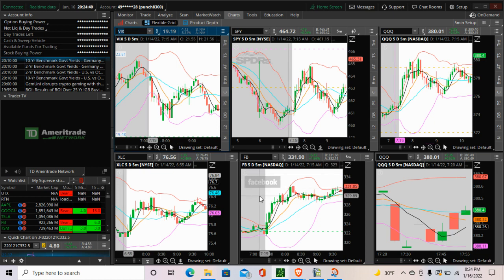Study up. It's Monday, we got Monday off, so get your study on and get ready for a good week. I think we'll have a pretty good bounce in the QQQs, and I think we'll have some pretty good movement.